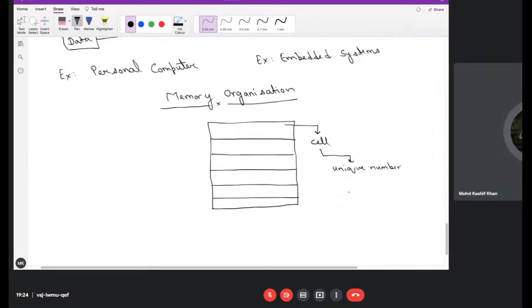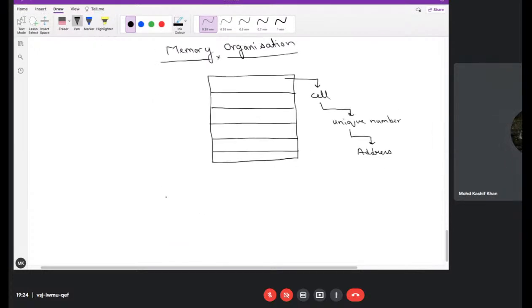Suppose in the memory we have to store the data at any particular cell, then how to recognize any cell? We will give a unique number, and that unique number will be known as the address of that cell. With the help of the address of that cell, we will enable the cell and read or write at that cell. For example, suppose you want to access this cell and perform either read or write. So with the help of address, we can go to this cell.